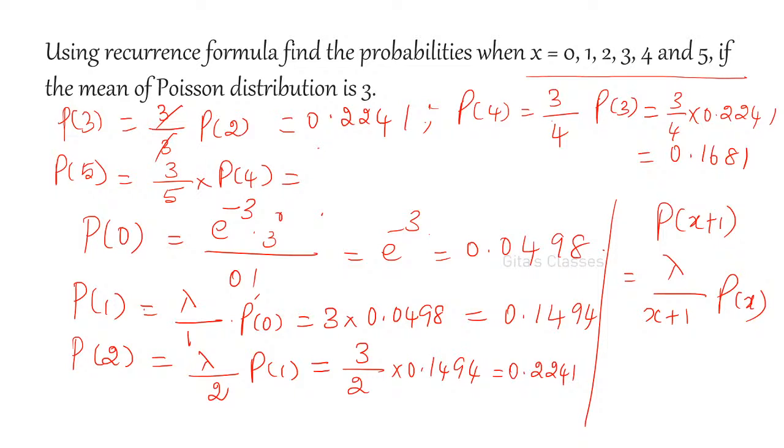Excellent, because you have rounded from the fifth digit. Yes, very good. That's what I want. 0.1681. Always remember, when you are writing, how many ever digits you want, you can write, no problem. But please round it from the next digit. Okay. Next is P of 5. P of 5 is 3 by 5 into P of 4, right? So 3 by 5 into 0.1681.